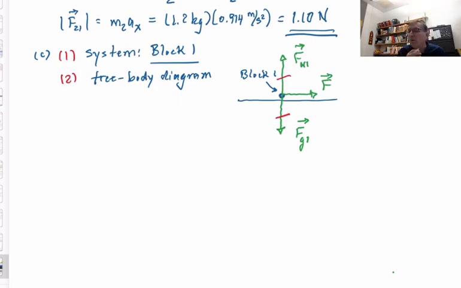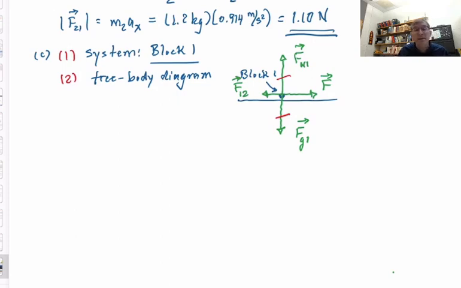But that's not all. You see where there's one more force? It's not friction, remember. There's no friction. There's a force on block 1 from block 2. 1 and 2 are touching. So there's a force on block 1 from block 2. You see which way that force points? To the left. And I'll label it force on 1 due to 2.